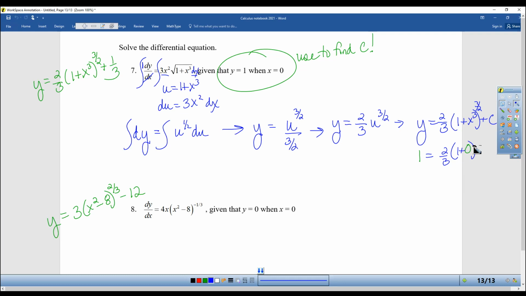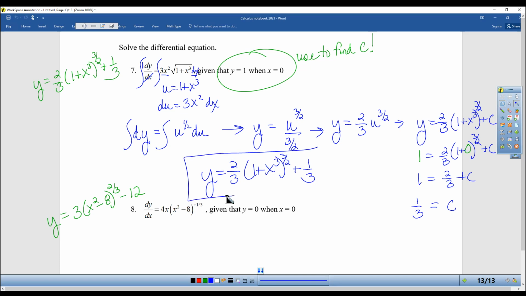2/3 (1 plus 0) to the 3/2 plus c. So 1 to any power is just 1. So this is 2/3 plus c. Subtract 2/3 from both sides, and I get 1/3. So my final answer is y is equal to 2/3 (1 plus x cubed) to the 3/2 plus 1/3. That's my c. That's how you find c.